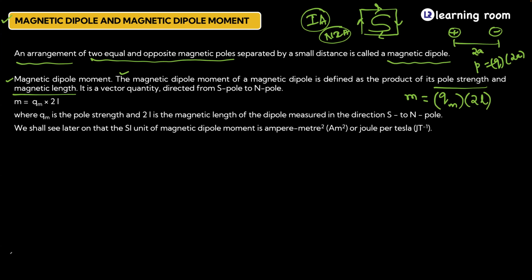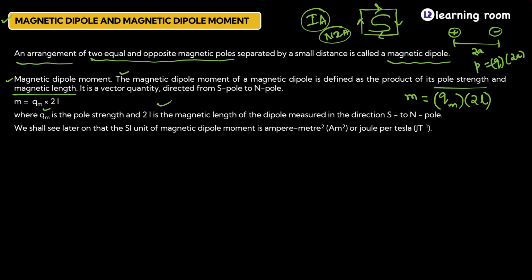Okay, I hope it is clear. So let's come back to this point. Listen to this. What is magnetic dipole moment? It is defined as the product of its pole strength, and when I say pole strength, you take the pole strength of either of the poles, so that is Qm, into 2L. What is 2L? It is the distance between the magnetic poles. What is the distance between magnetic poles called? Magnetic length, not the geometric length. Qm is the pole strength and 2L is the magnetic length of the dipole, which is measured in which direction?